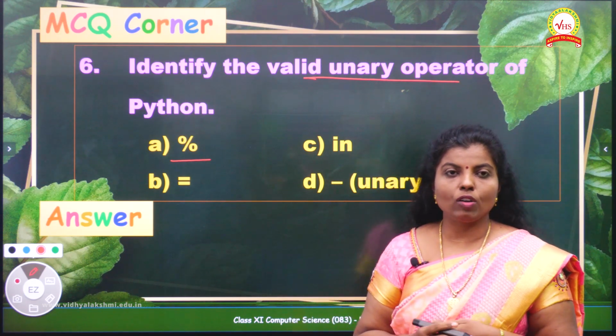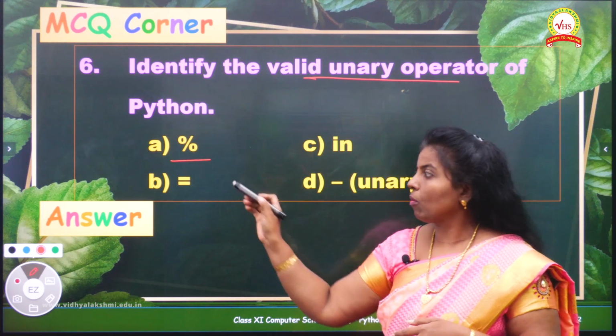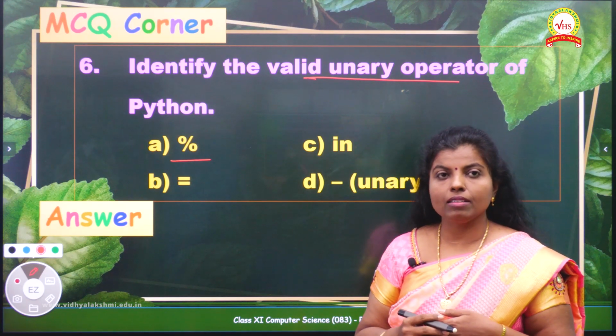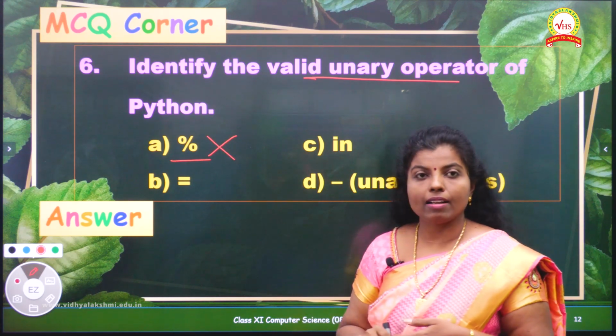So according to that, if you see the first operator, this is the modulus symbol. This is an arithmetic operator. This operator, before and after the modulus symbol, it requires two operands. So this is going to be the binary operator. This is not the valid unary operator. So this is not the correct answer.